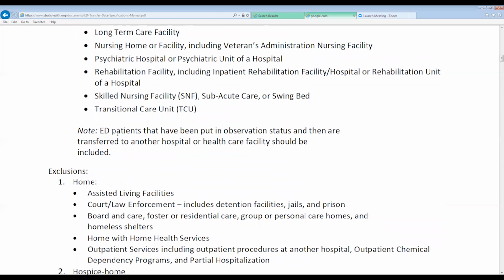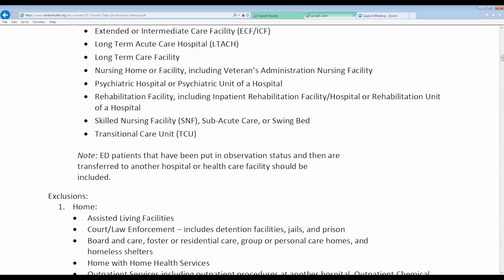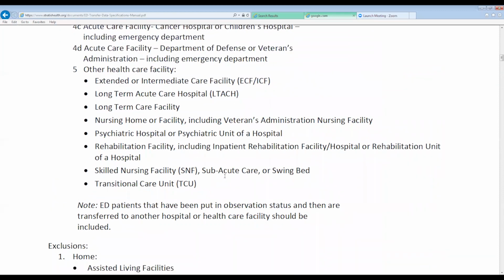At this time, if you've got an ED patient and they were put in observation, and then they were transferred or discharged to any of these facilities up here, they should be included. Now, we're aware that people have had a lot of questions about this because sometimes they could be in observation for quite some time. So we are making a change around this one. But for now, observation patients should be included.